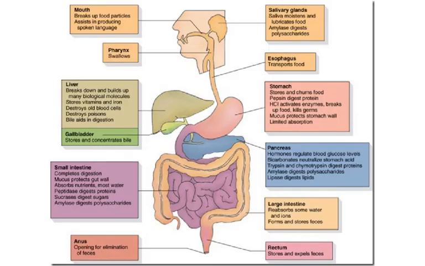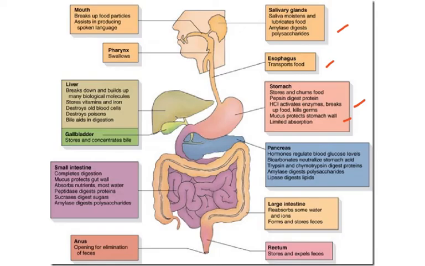Salivary gland, saliva moistens and lubricates the food. Amylase digests polysaccharides. Esophagus transports food. Stomach stores and churns the food. Pepsin digests proteins. HCl activates enzyme, breaks up food, kills all the germs. We don't say germs, we say pathogens or bacteria. Mucus protects the stomach wall, and there's very little absorption in the stomach.